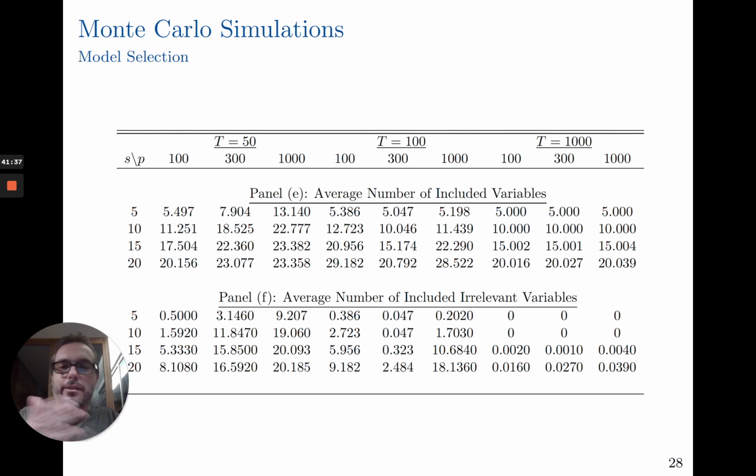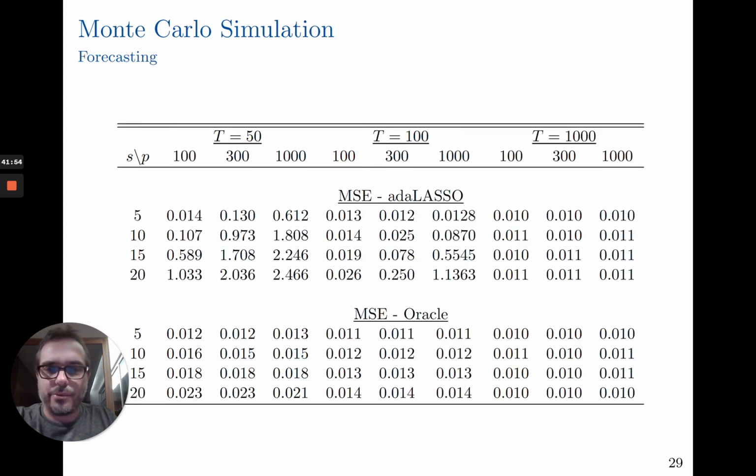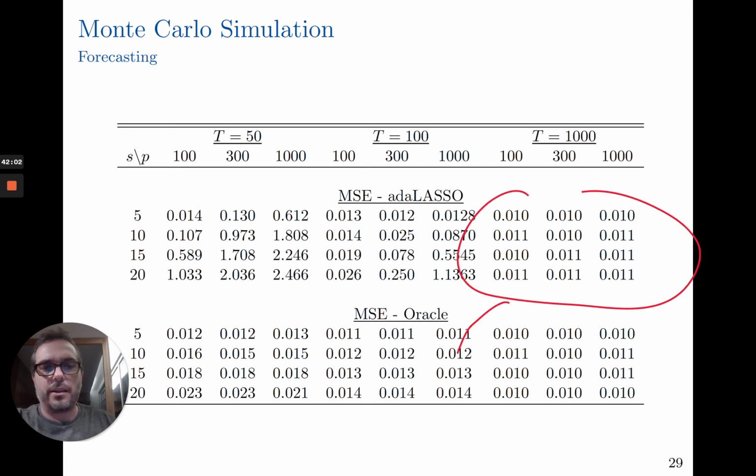And here's just a table showing the average number of variables included and the average number of irrelevant variables included, just to show that things are going to the right place, right? In the limit, we are selecting exactly the right set of variables and excluding the right set of variables. And also, in terms of forecasting, we show that our forecasting error is approaching the oracle one, the theoretical one. So it's doing right, okay?